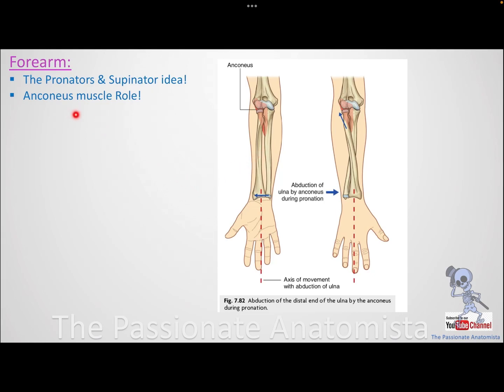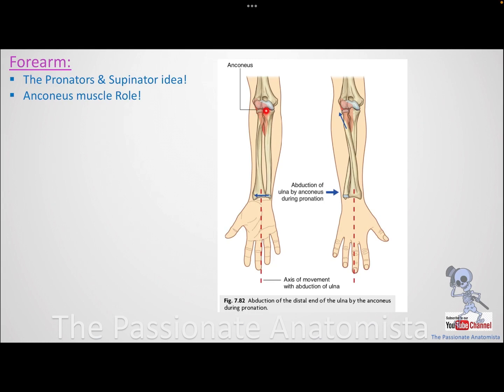Another thing, Anconeus, guys. Some people would explain it with the posterior muscles of the arm, like we mentioned previously, and some of them will consider it one of the extensor groups of the forearm, because it comes out from the lateral epicondyle, like a common extensor origin for the superficial muscles of the back of the forearm. So Anconeus would be considered one of them.